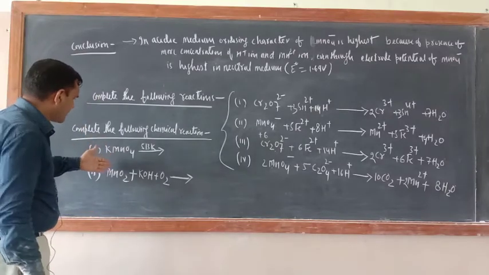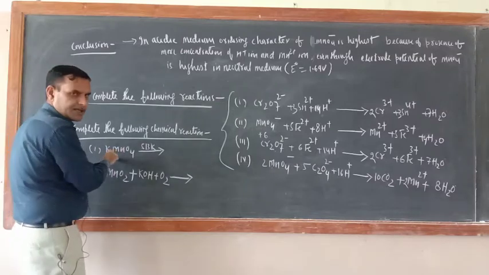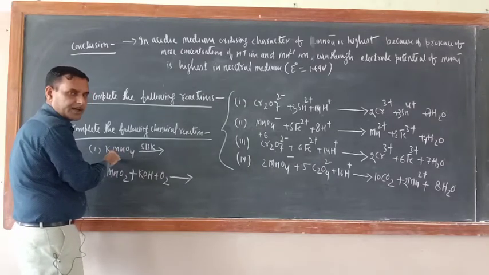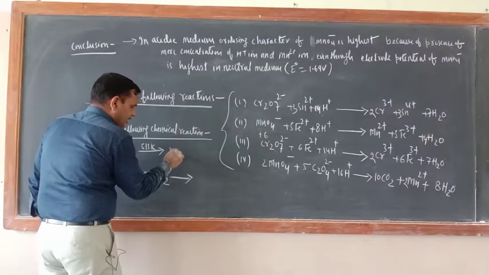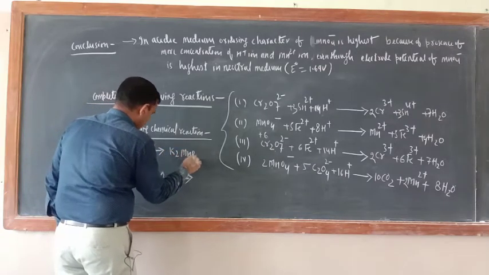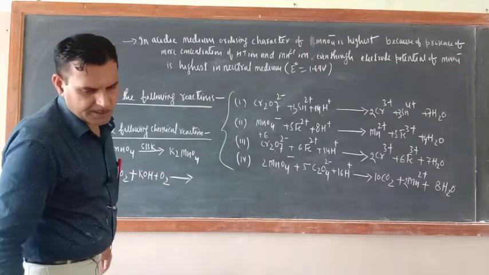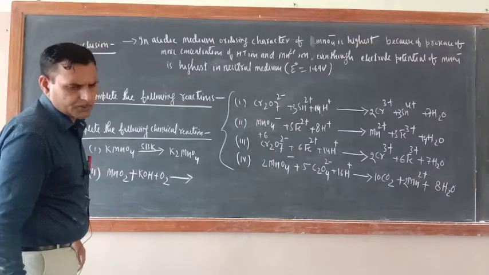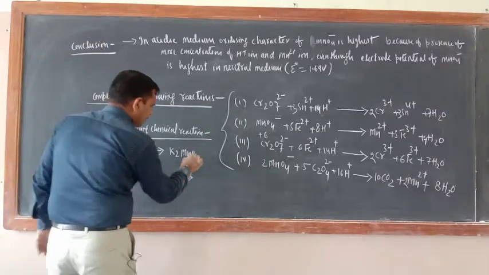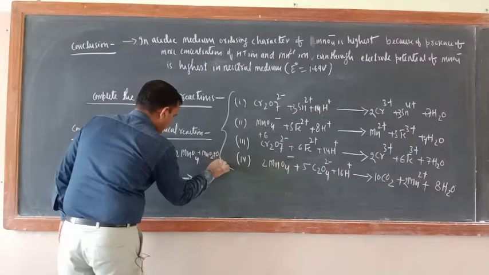Now such a kind of reaction is also there. Complete the following reaction. You know this is the heating effect on KMnO4. So what is the product here? K2MnO4. Any other product here? Yes, MnO2 plus O2. You have to remember this.